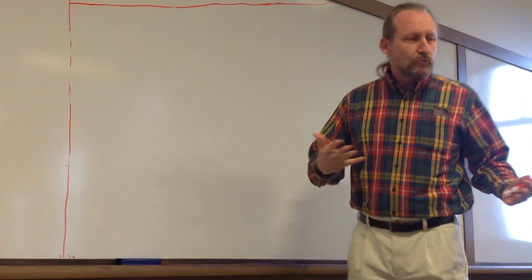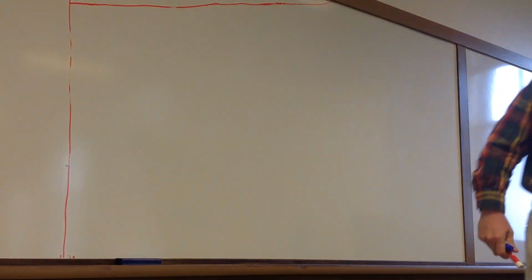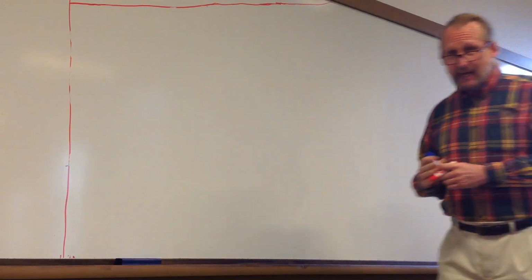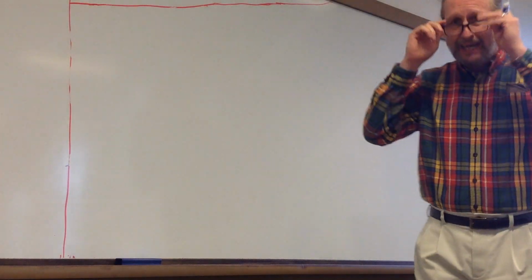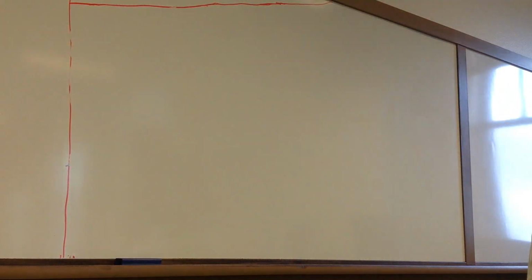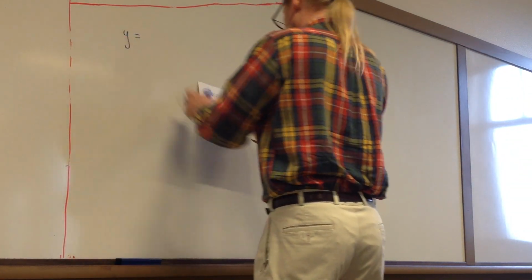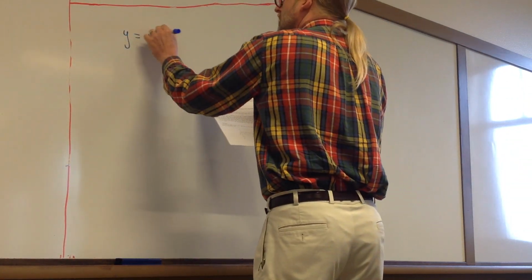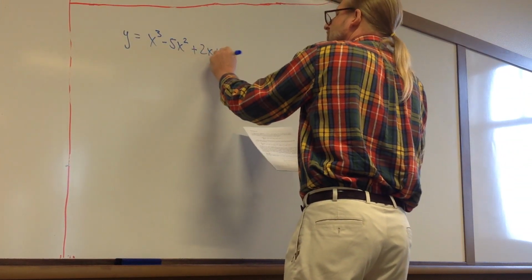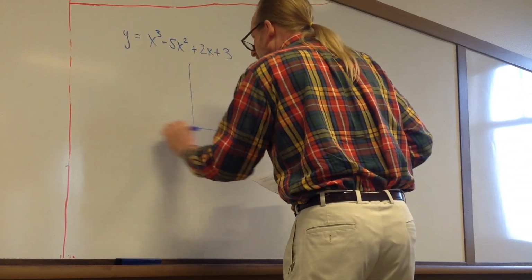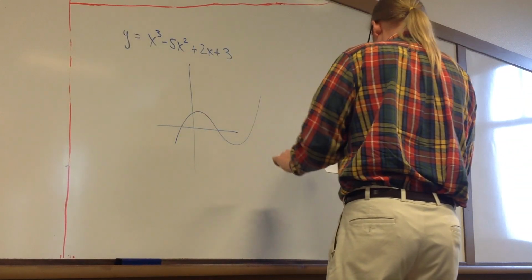Now let's talk about what it is. All right. So at the bottom of the first page on the handout, we have this example. If you remember back in the fall when we were finding tangent lines, let's look at the function I've got here. So this is y equals x cubed minus 5x squared plus 2x plus 3. And it's a graph that looks something like this.